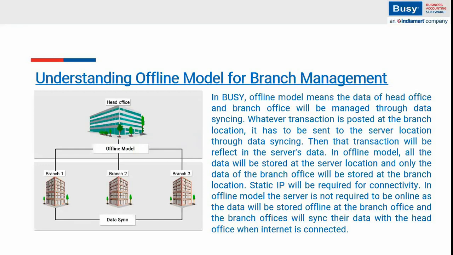When the internet is connected, the branch office can sync the data to the head office location. After receiving the data from the branch office, the data will reflect in the server company, and the head office can access the branch data and analyze the branches' data. After collecting the data from all the branches at different locations, the data will merge at the head office location. So in the offline model, there is no need for the server to be online. Coming to the next slide.